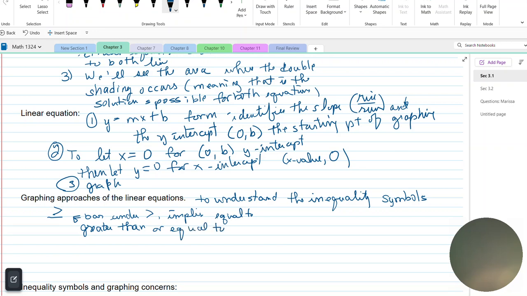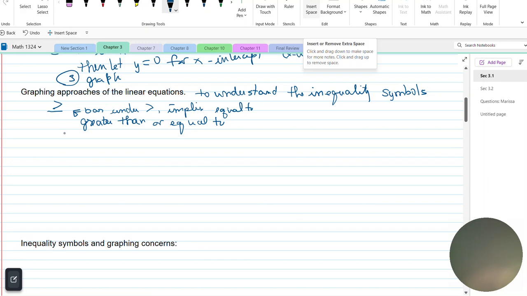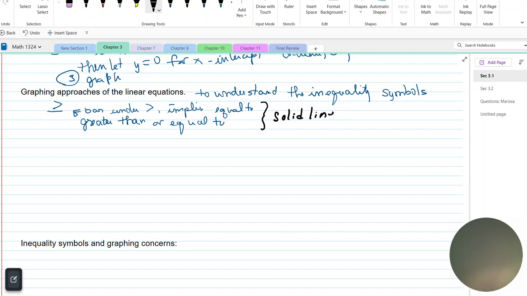All right. Then, of course, we have some more. Here we go. And we'll use the black, a solid line. Right. So now we're looking at less than or equal to. And this symbol is also a solid line.